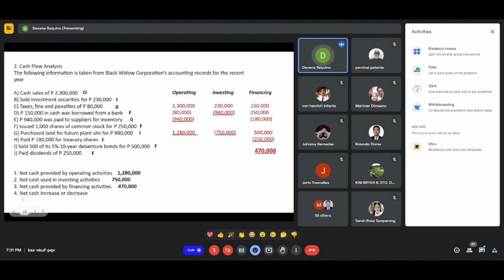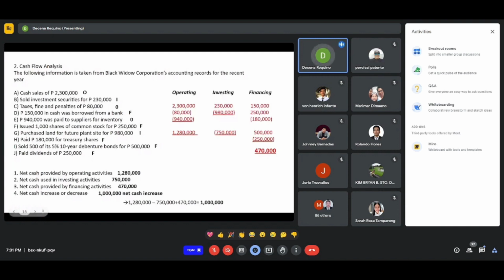Then yung number 4, since ang tanong niya is net cash increase or decrease. Para makuha mo to, yung net ng transaction ng operating, investing, and financing. So, itong 1,280,000 less 750 plus 470, ay ito naman yung sagot dun sa number 4. So, pag ninet mo yan, ang sagot dyan, 1 million. Net cash increase kasi positive siya. Pag ninet mo tong tatlo, 1,280, 750, and 470, positive yung sagot, 1 million. So, ang tawag doon, net cash increase. Net cash increase of 1 million.